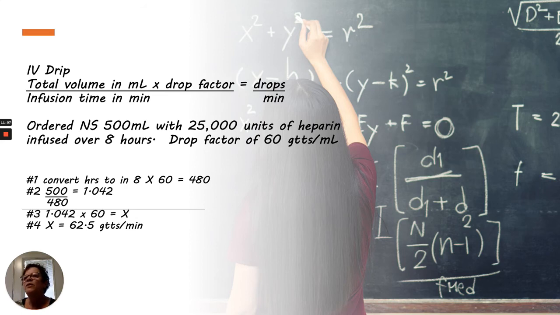Then we're going to solve for the drops. 500 over 480 equals 1.042. 1.042 times 60 equals X. X equals 62.5 drops per minute.